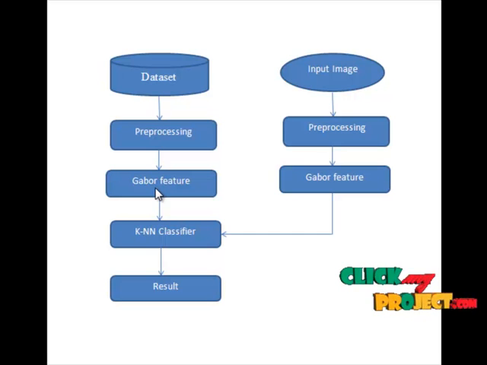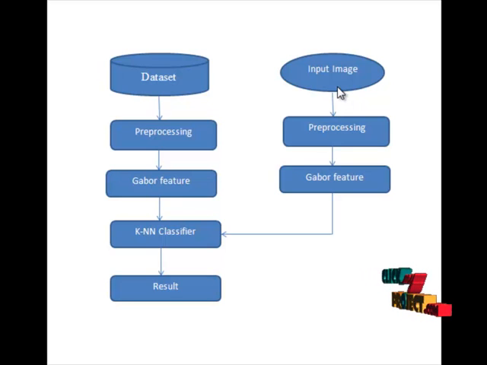Gabor filters are similar to those of the human visual system, and they have been found to be particularly appropriate for texture representation and discrimination. It is a linear filter used for edge detection. So after extracting the features, it will go to the KNN classifier. For the KNN classifier, you have to give the input image.